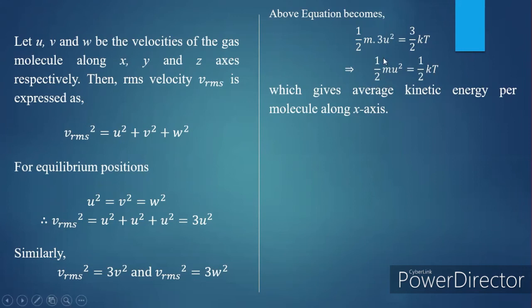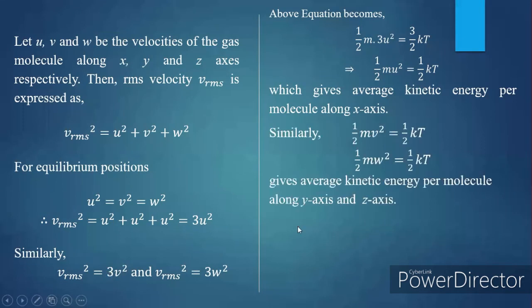Equal for a single molecule. Small m is the mass of a single molecule. This is the kinetic energy of V RMS square. V RMS square can be equated to u square along the x-axis plus v square along the y-axis plus w square along the z-axis. So V RMS square is equal to 3u square. Similarly, half m v square is equal to half m V RMS square, which is equal to 3 times the average square.